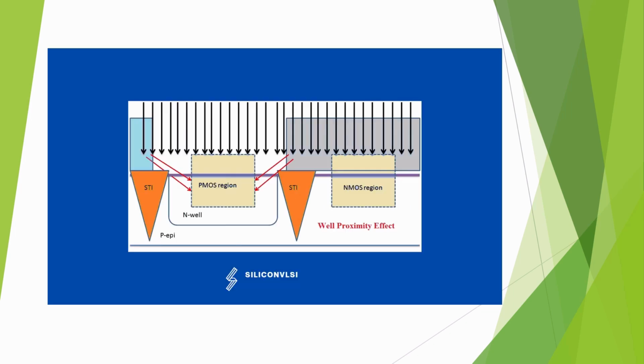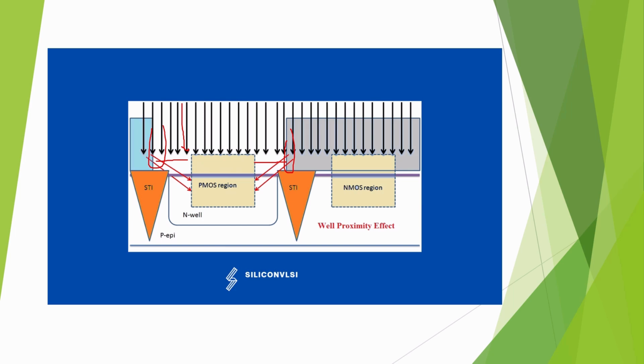Let's see in the diagram what the well proximity effect is. If you see this vertical black line, the arrow mark, it is ion implantation. And this is the opening. So during the fabrication process, ion implant occurs like this. By definition, some of the ions are near the well edge. It means this is the well edge, here and here.